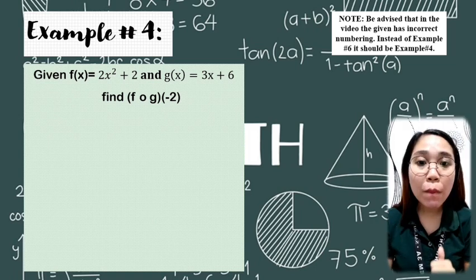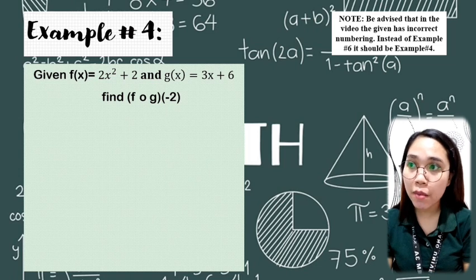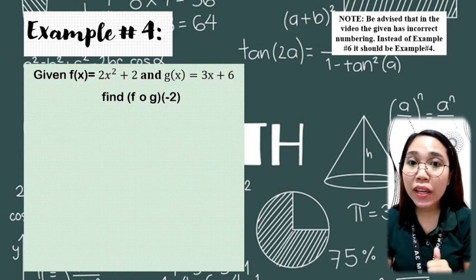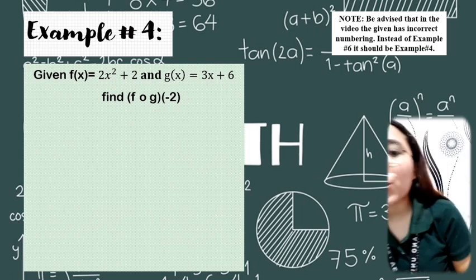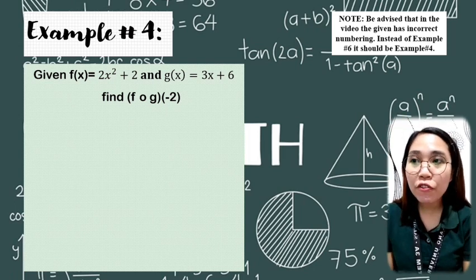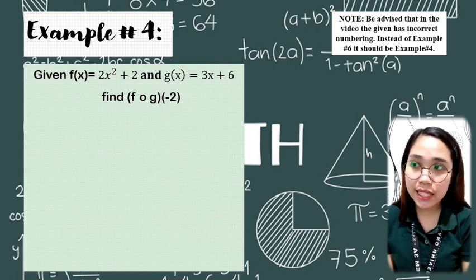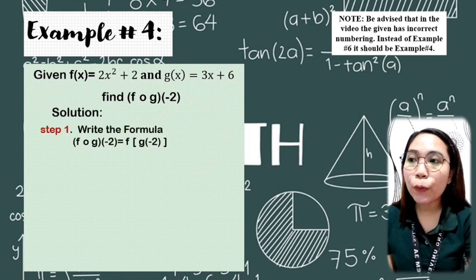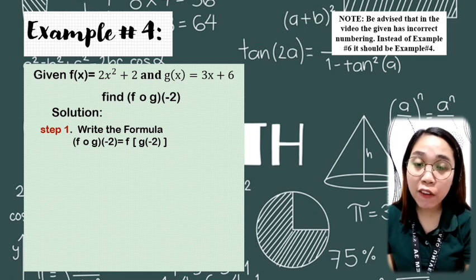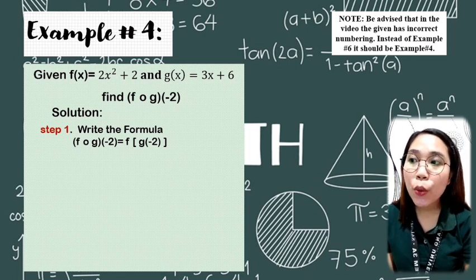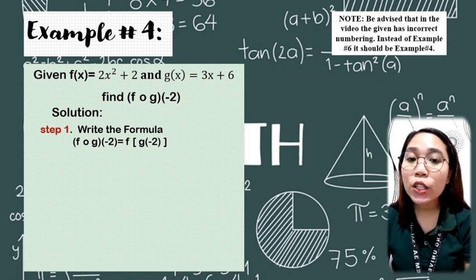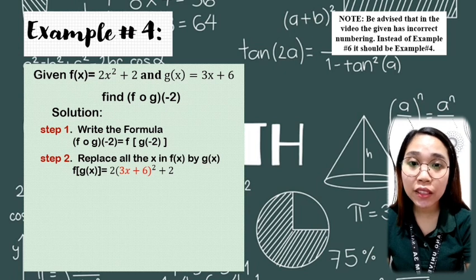We have to solve for the composition of function and at the same time evaluate the function by the given value of x. Given f of x is equal to 2x squared plus 2 and g of x is equal to 3x plus 6. Find the quantity of f circle g of negative 2. Solution. Step 1, always write the formula to avoid some confusions. So, the quantity of f circle g of negative 2 is equal to f of g of negative 2.